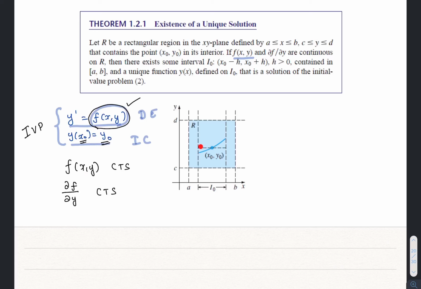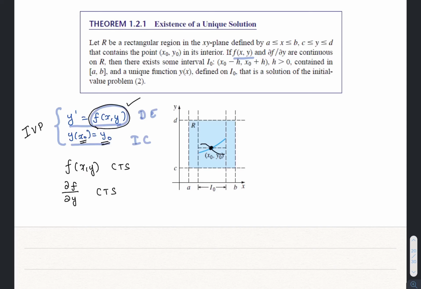So he says that as long as this function is continuous and the partial derivative is continuous in a smaller neighborhood, in a rectangle, this problem will have a unique solution. What does that mean? I will not have another solution for the same initial value problem, although it's passing through this one. I will not have a solution that passes through this same initial point, initial value. So he guarantees that.